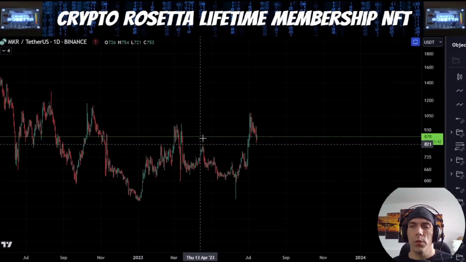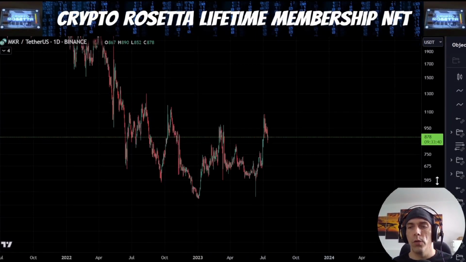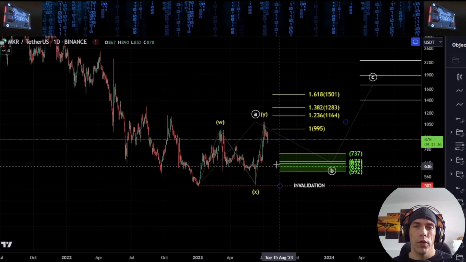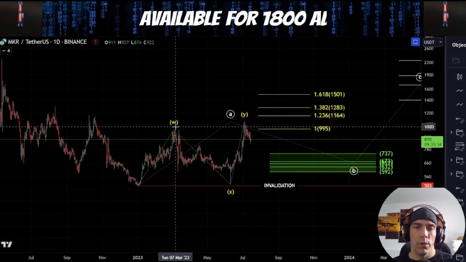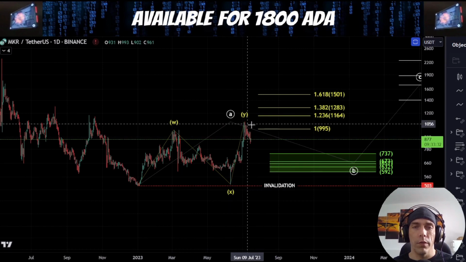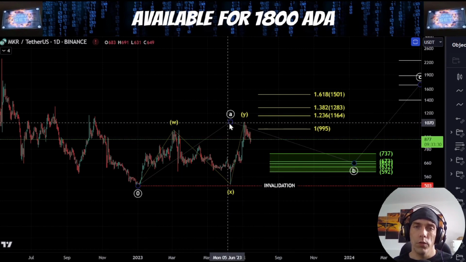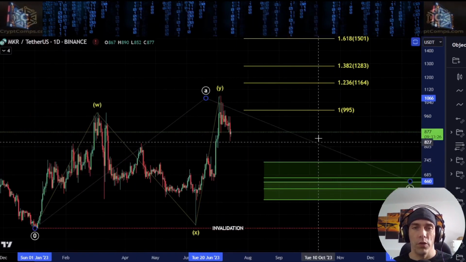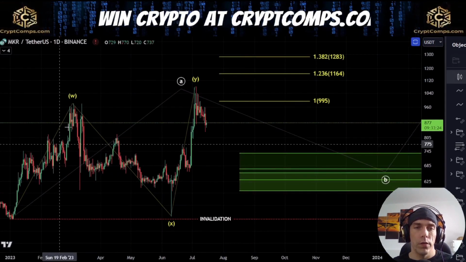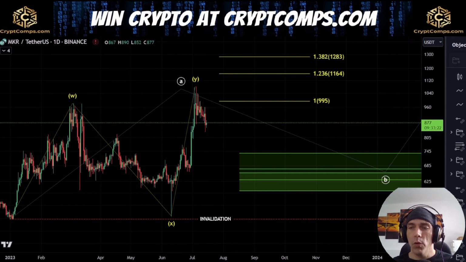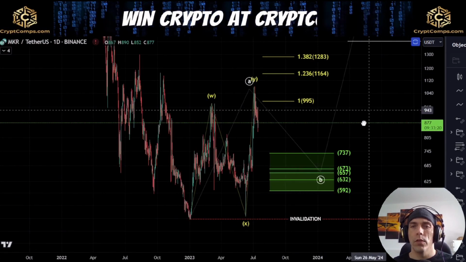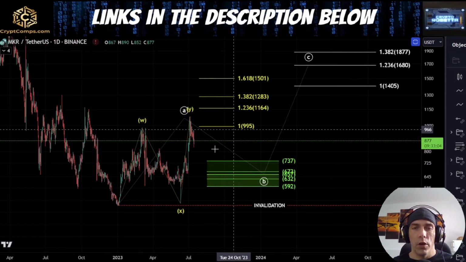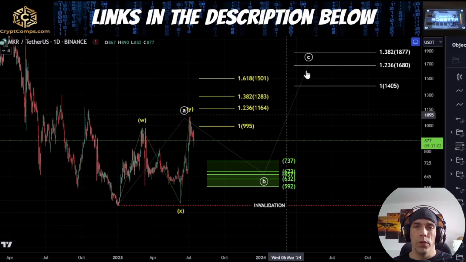Okay, so the first thing that I want to go over here is the idea that we could still potentially be looking for this as a corrective structure to the upside. Now we have looked at this as a three-wave move up, three-wave move down, and now we have a three-wave move to the upside. So this could be simply WXY here, and then we still look to break down from this point. Now if we are looking at this as a corrective move to the upside, we could see this continuation where we get this as an A, we come back down and hold this as a support zone, and then look for this possibility of a C wave up.